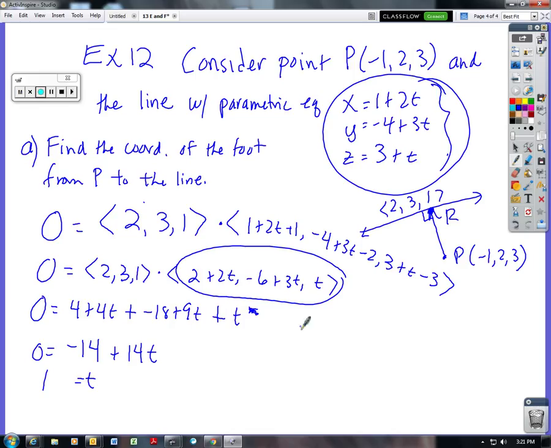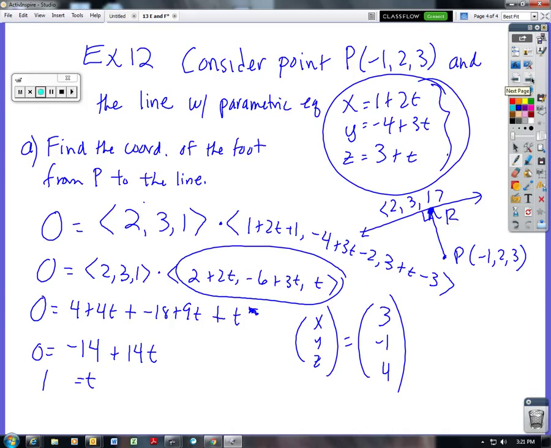So when t is 1, x, y, z will be 1 times 2. So 3, the x will be 3. 1, that'll be -1. 1 in for t, and that'll be 4. So now we have found the coordinates of the foot. Yay! That wasn't too bad.